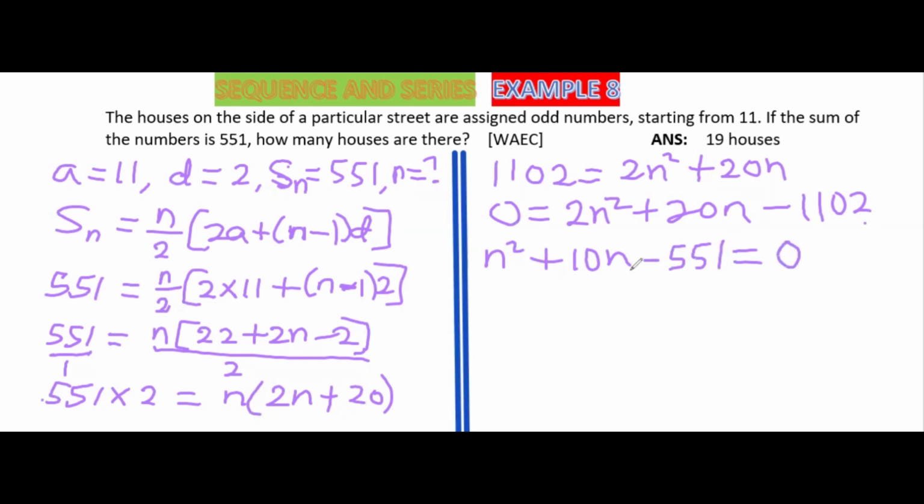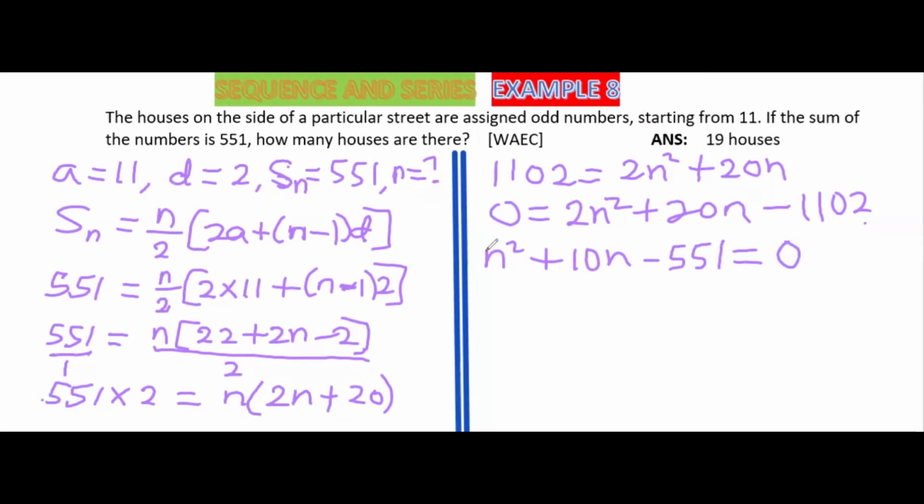We can now solve this equation. But because the constant here is a big number, it is possible that this quadratic equation is factorizable. I don't want us to worry ourselves looking for two terms that multiply to get the constant here. So rather than doing that, I want to apply the quadratic formula, which within the mathematical domain we call the almighty formula. So we have the coefficient of n squared as a.